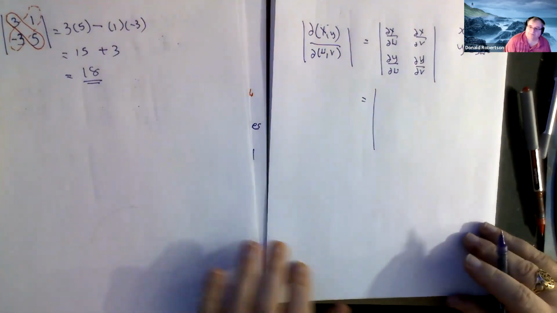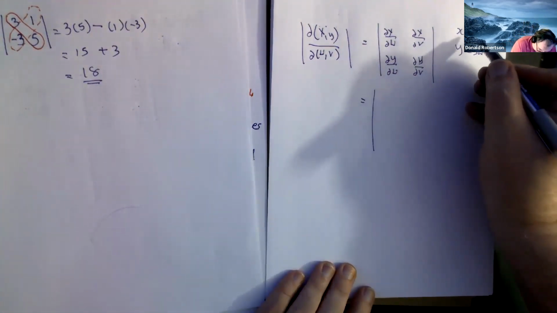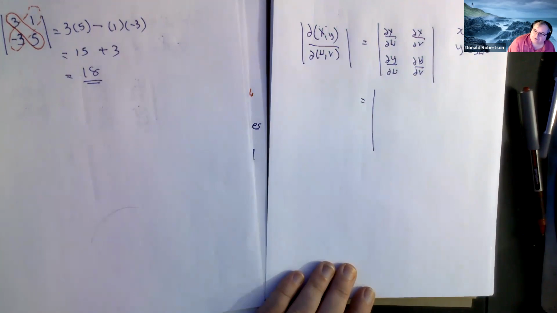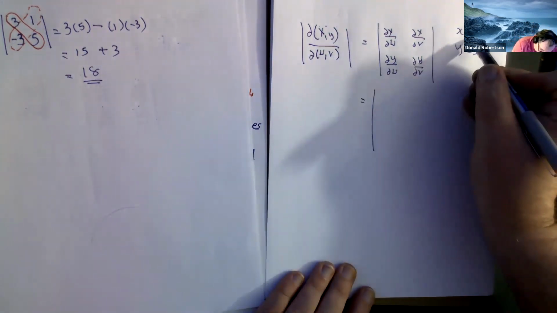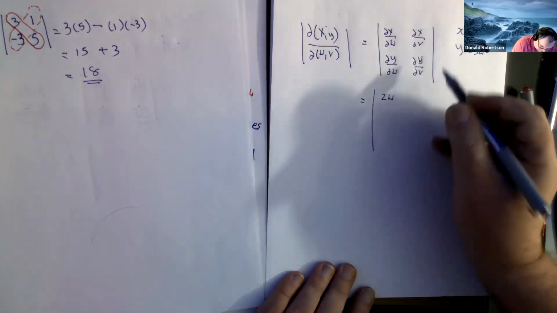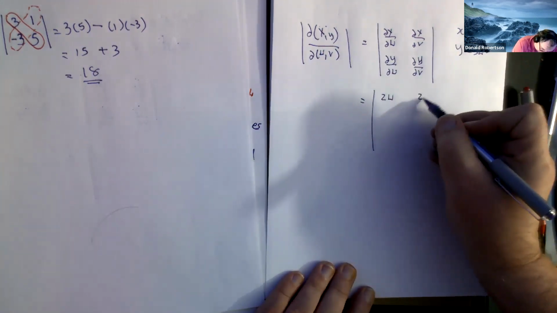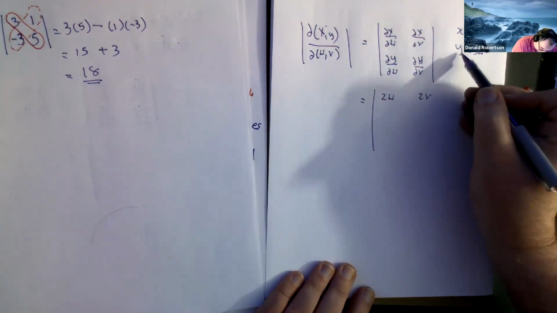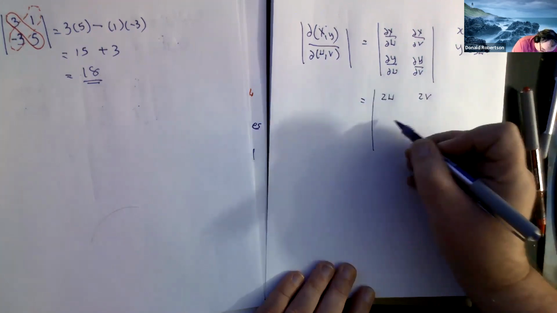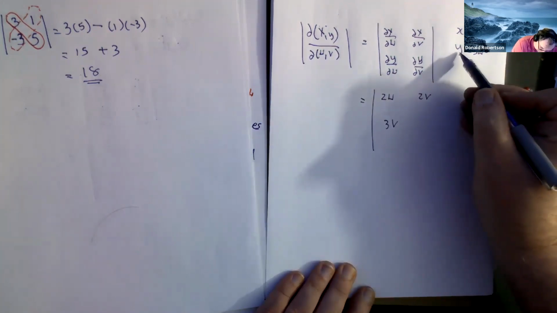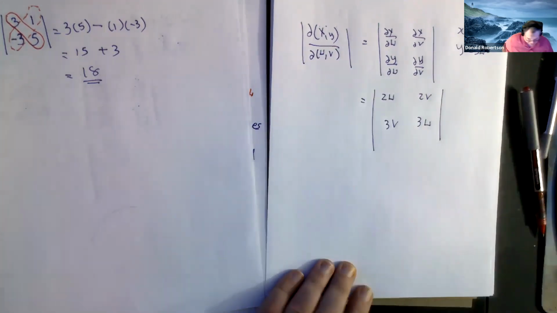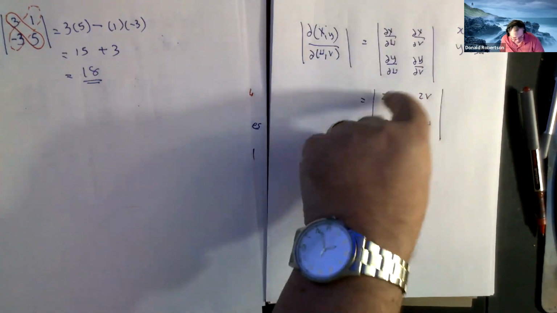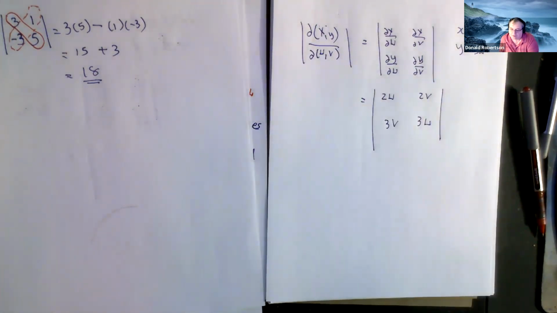Right, you differentiate u squared plus v squared. Well, you're going to get 2u. Differentiate with respect to v, you're going to get 2v. Differentiate this guy with respect to u, you're going to get 3v. Differentiate this guy with respect to v, and you're going to get 3u. Are you comfortable about these four partial derivatives generating these four terms? Any questions about that?